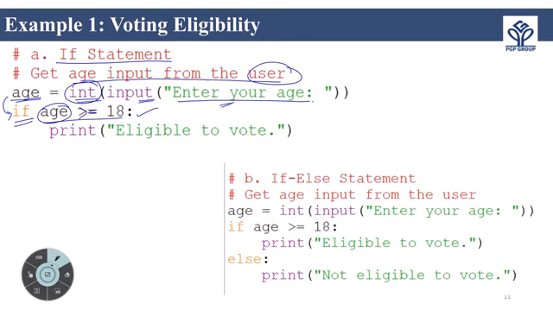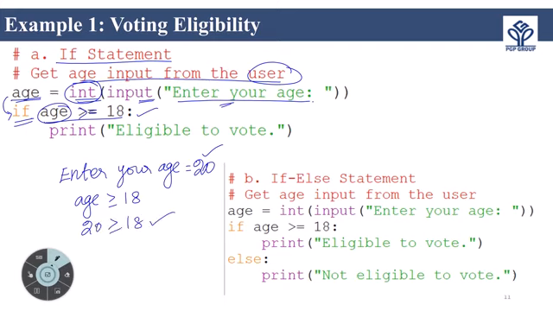Checking. So first, see there, enter your age, clear, we are giving 20 as our value. Okay, 20. This is an integer data type. So our condition is age greater than or equal to 18. So check 20 greater than or equal to 18. Is the condition true or false? True. So it prints eligible to vote.